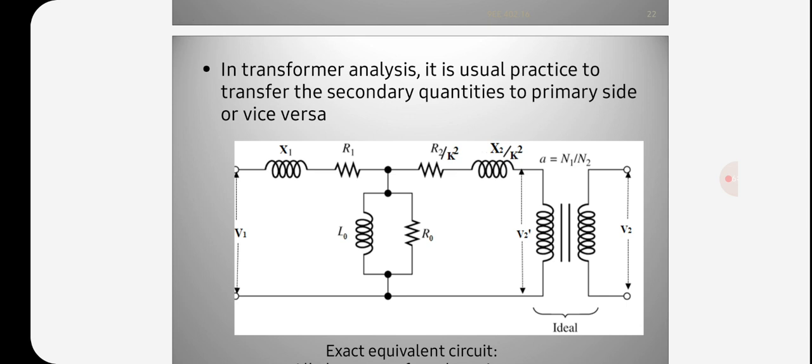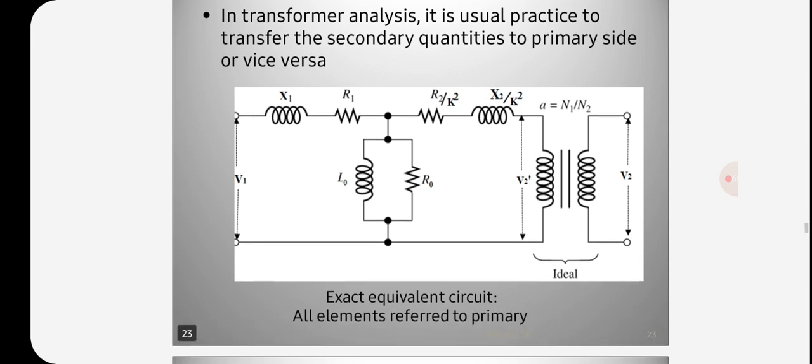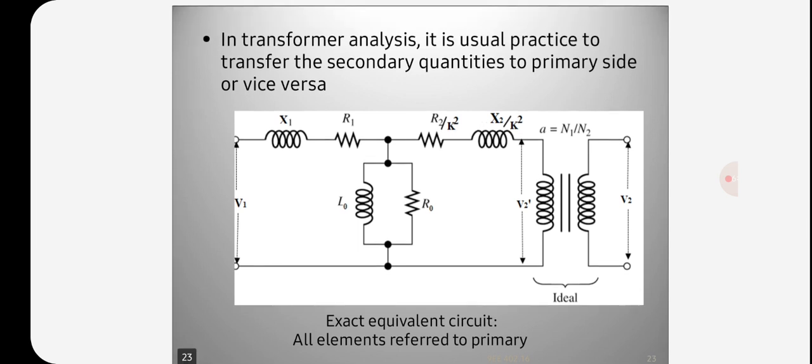In transformer analysis, it is usual practice to transfer the secondary quantities to the primary side or vice versa. In this exact equivalent circuit, all elements are referred to primary. On the primary side, X1 is the reactance of the primary and R1 is the resistance of the primary, and X0 is the primary side no load reactance, and R0 is the no load resistance in primary.